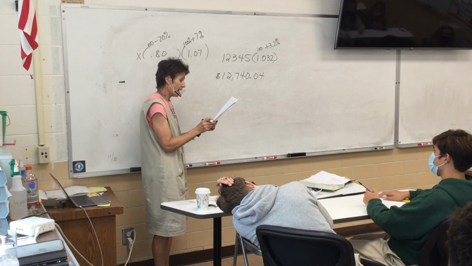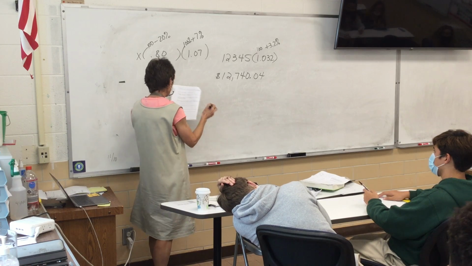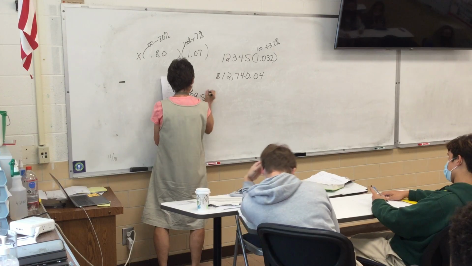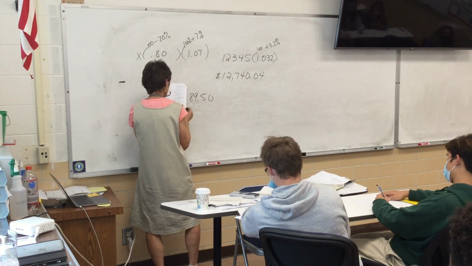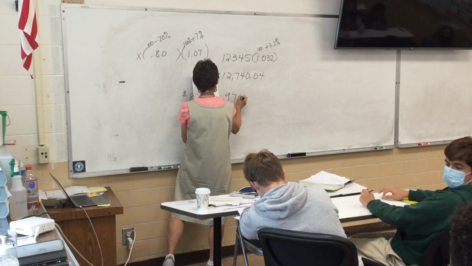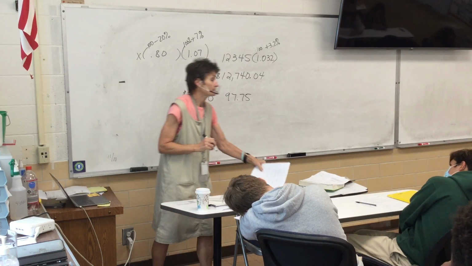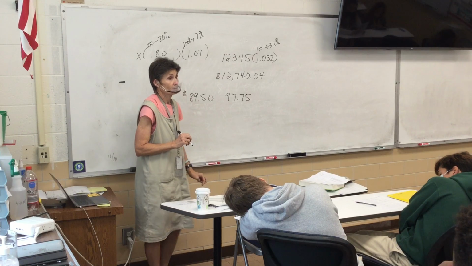Okay, last year, a pre-cal book cost $89.50, and this year it costs $97.75. Find the percent of increase.